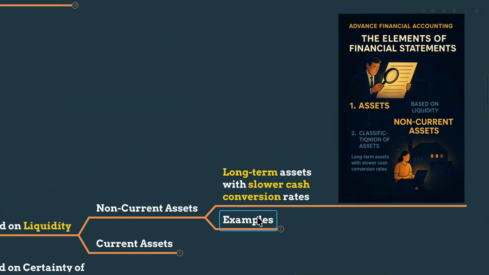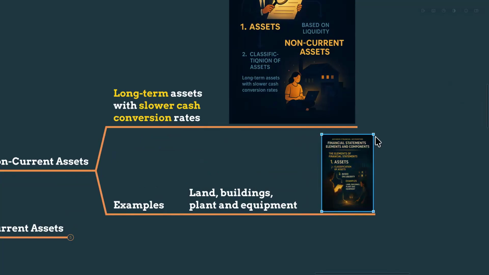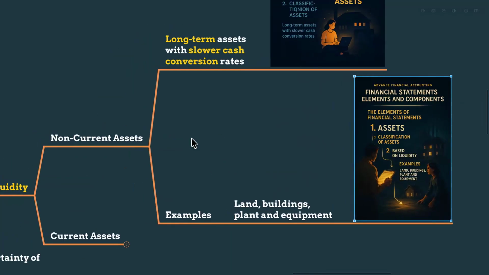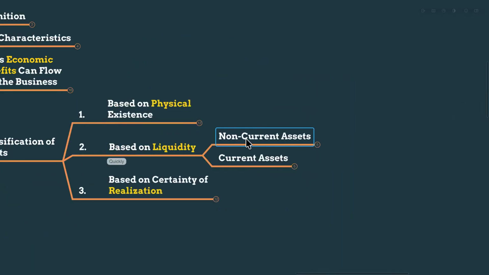Examples of non-current assets, as you already know: land, buildings, plant, and equipment. All are non-current assets, and based on liquidity, they are less liquid. Let's say you own a building in the Colombo 7 Colpetty area. You can't sell it in one day. It takes weeks, sometimes months to find a good buyer. You have to negotiate and complete the sale. That is a non-current asset. You cannot quickly convert it into cash. It will take time. That's why it's less liquid.